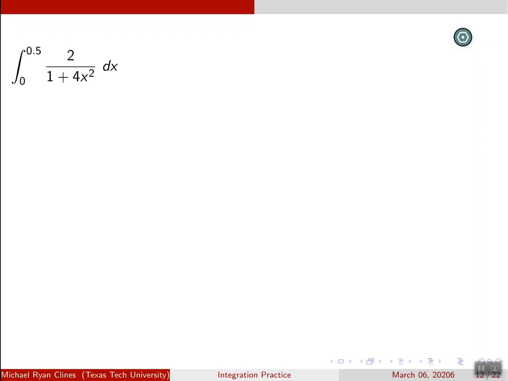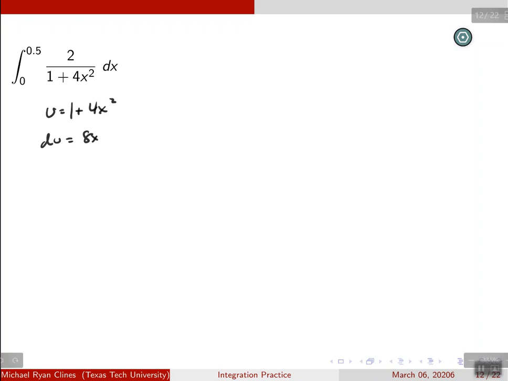When you see a function like this, 70% of the time what you're just going to do is let u equal the denominator, which in this case is 1 plus 4x squared. Like 70% of the time, that's what you want to do. If you're not entirely sure where to start, just set u equal to the denominator and go from there. So u is equal to 1 plus 4x squared. So du is equal to 8x dx.